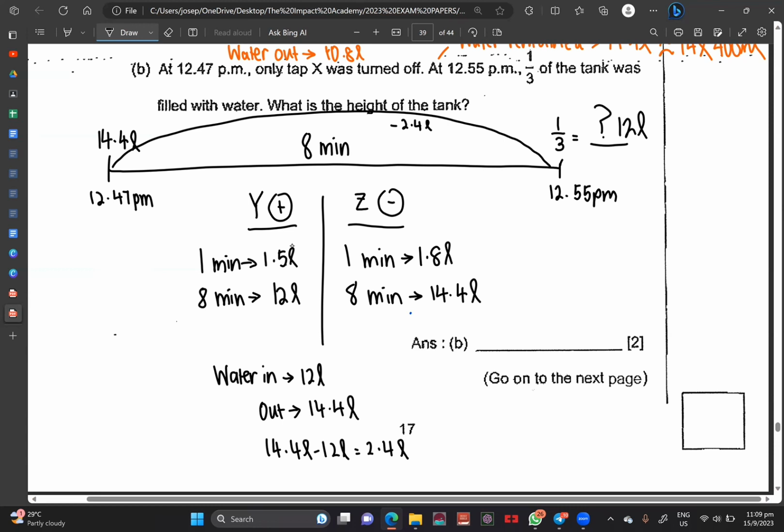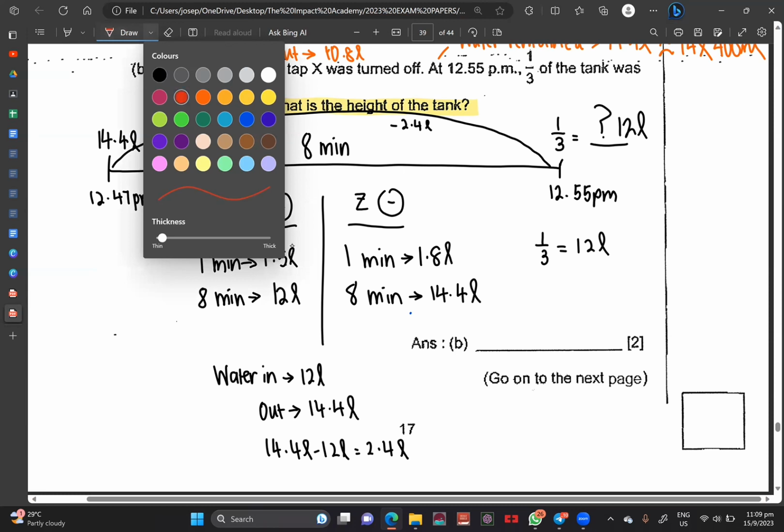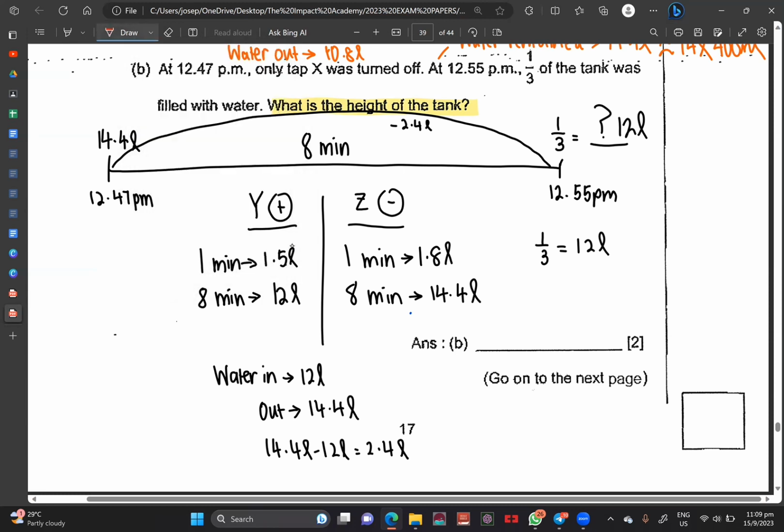Now, we know that 1/3 is 12 liters. So Mr. Greenman is out. Now, you want to read the question. The question says height of the tank. A lot of students realize, oh, height, I go and find the height. But you see, it is height of the tank, not height of the water. You get what I mean? So it's height of the tank.